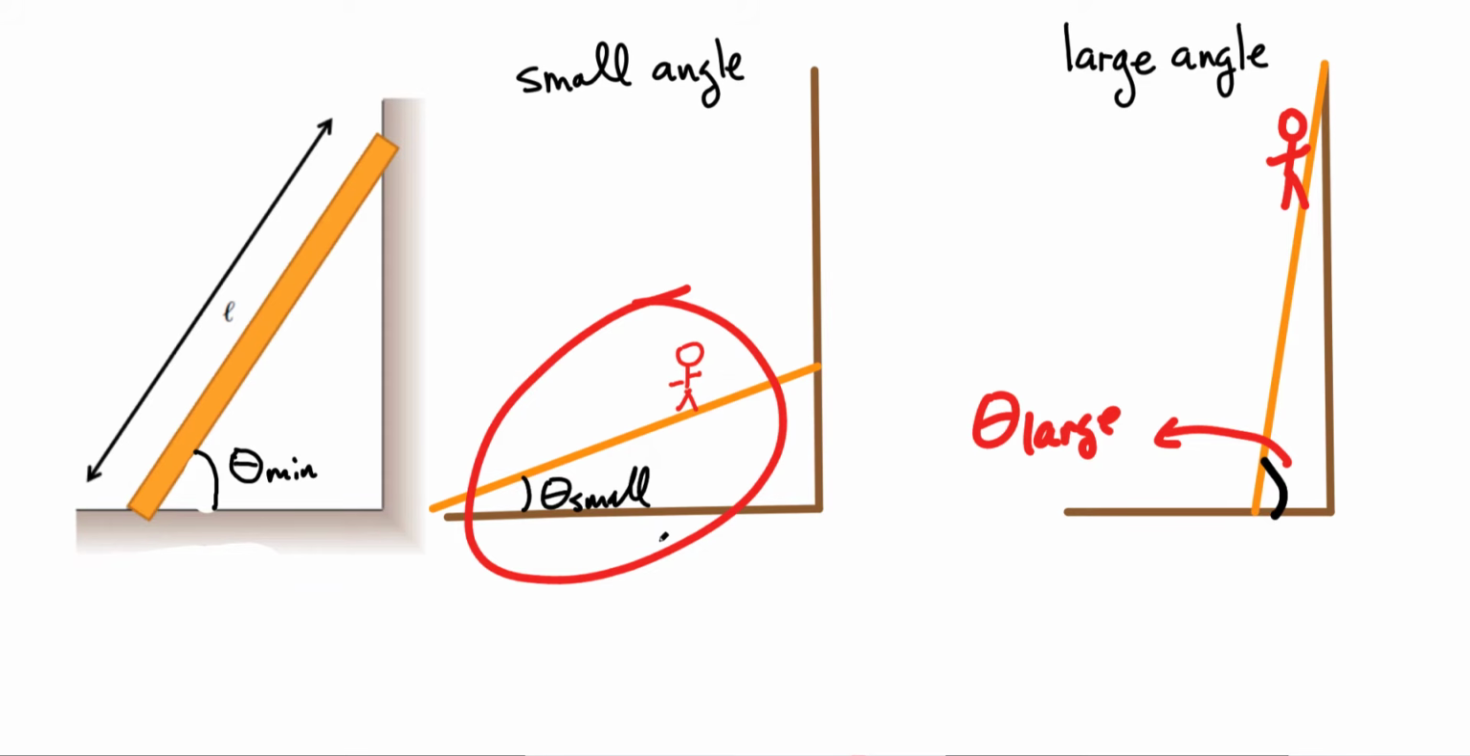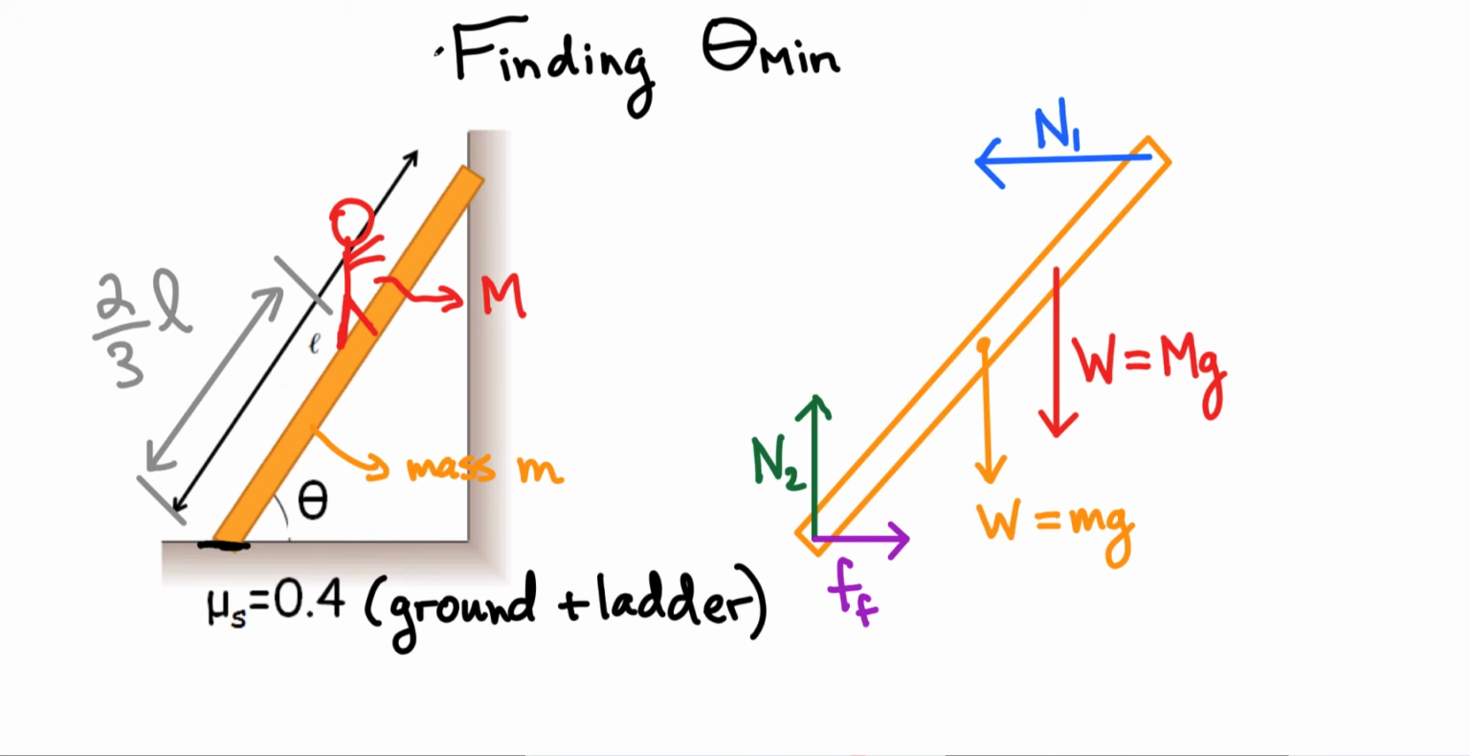So let's go ahead now and set up the forces and see how you solve a problem like this. Okay, so for this problem, again, I want to find the minimum angle that the ladder can make in contact with the ground over here. So what I've done is I've placed a painter, and the painter has a mass M, which is denoted over here.